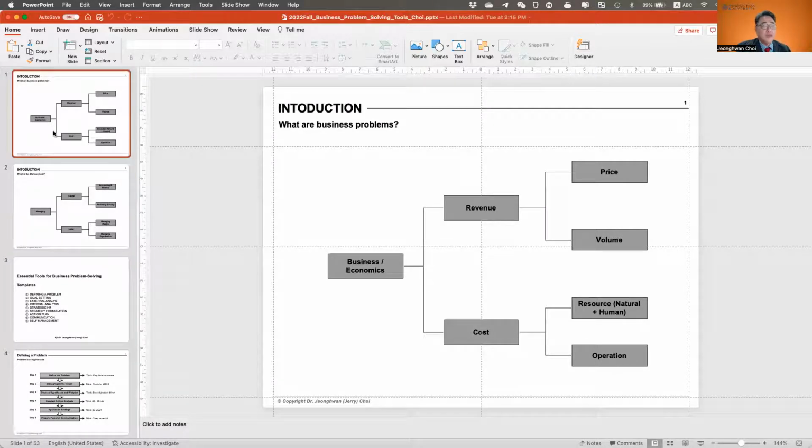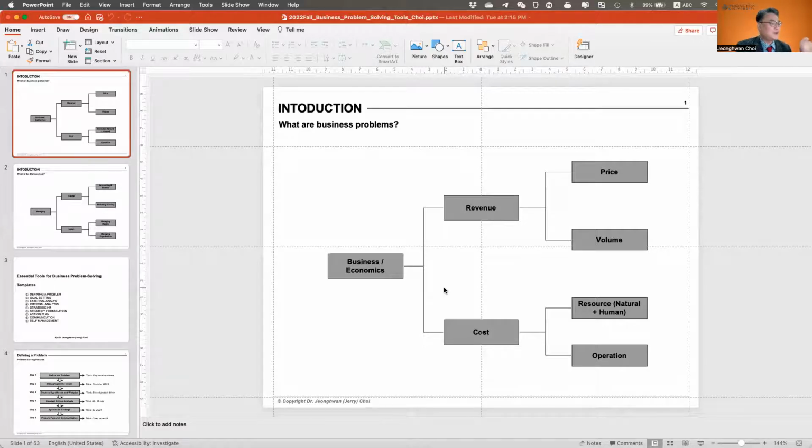So we business problem solvers solve certain specific business problems. What kinds of problems do we have? We have a problem of revenue and a problem of cost. The purpose of the business is clear: we want to make money. The only way to make money is to increase revenue and decrease cost.